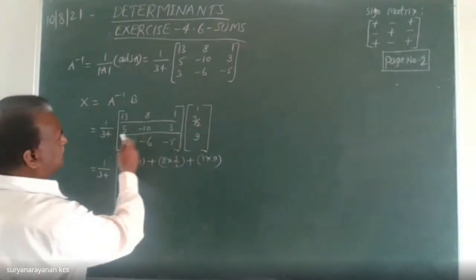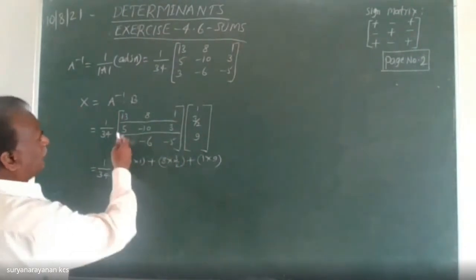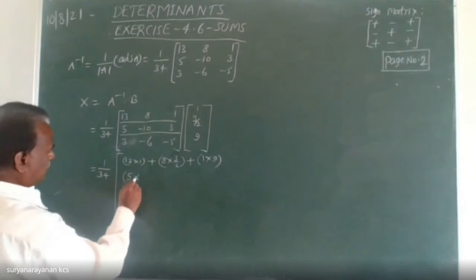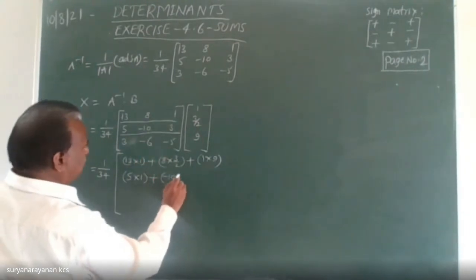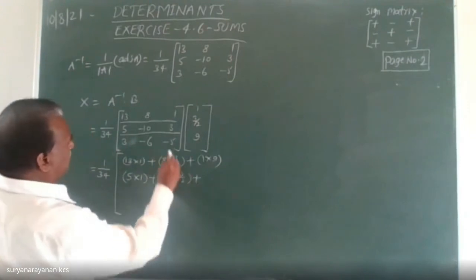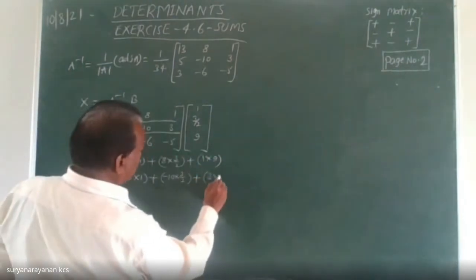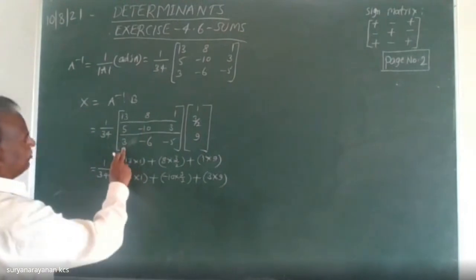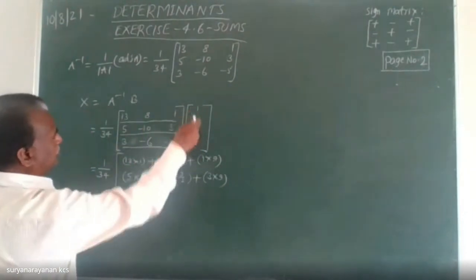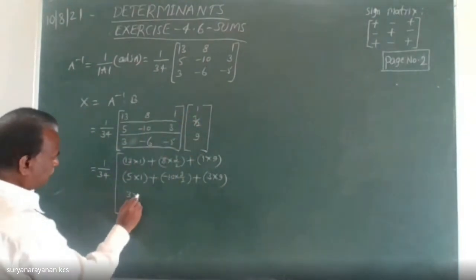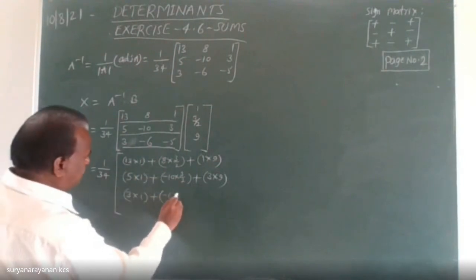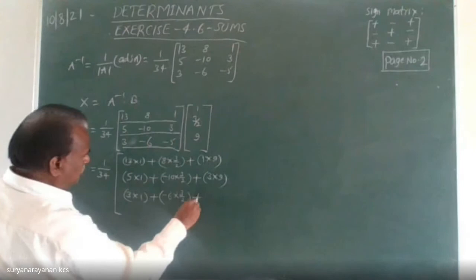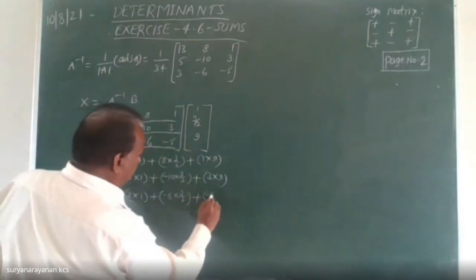Next, second row, we write in the second row only. 5 into 1 plus minus 10 into 3 by 2 plus 3 into 9. Next, third row, 3 into 1 plus minus 6 into 3 by 2 plus minus 5 into 9.